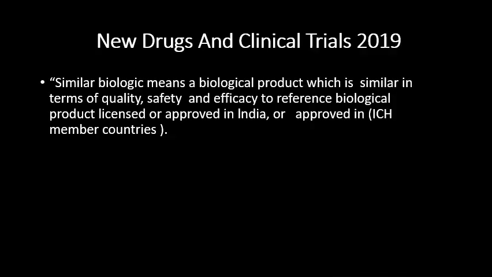And to be even more specific, the New Drugs and Clinical Trials Rules 2019 define biosimilar as a similar biologic, because it is also called a similar biologic. A biosimilar or similar biologic is a biological product which is similar in terms of quality, safety, and efficacy to a reference product licensed or approved in India or in any other approved ICH countries. ICH member countries, as in there are a few other countries that are part of ICH. ICH means International Conference on Harmonization.